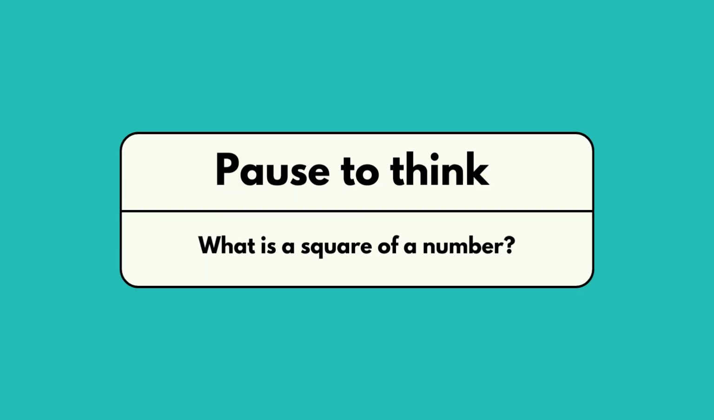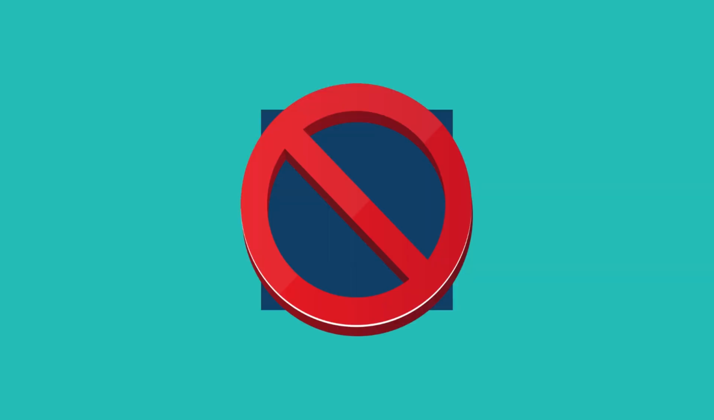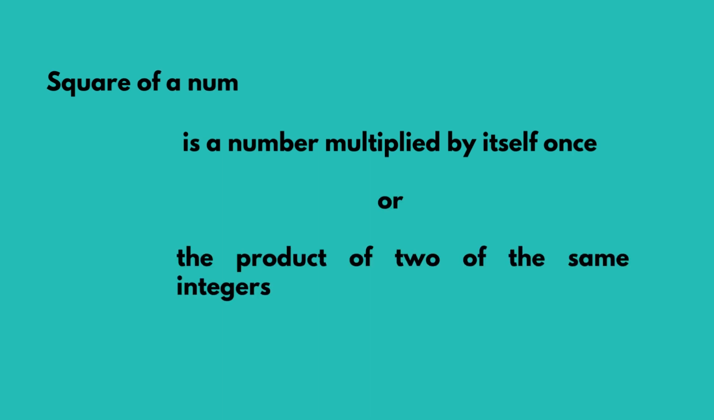If we break apart the words into smaller parts and try defining the term by defining the parts of the term, we can come up with a definition that makes sense. So squaring. What is squaring a number? The square of a number is a number that is multiplied by itself once, or the product of two of the same integers. The latter is the more formal definition, and the former is my own definition. Choose the one that makes the most sense to you, and even try making one of your own.